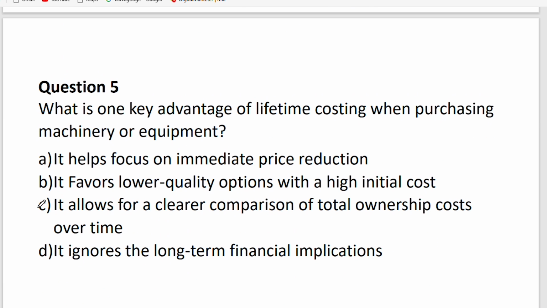And our final question to sum this up is, what is one key advantage of lifetime costing when purchasing machinery or equipment? Why is it important? Well, because it helps to focus on immediate price reduction? No. Is it because it favors lower quality options with a high initial cost? Well, it's because it allows for a clearer comparison of total ownership cost over time. Right. So there you have it.